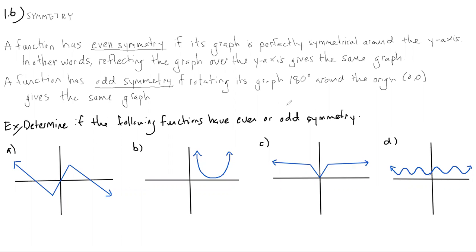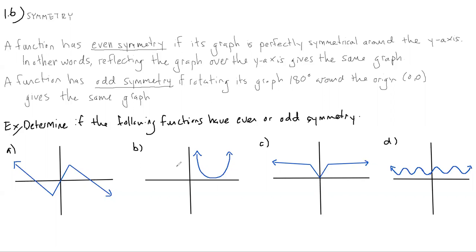And a function has odd symmetry if, when we rotate the graph 180 degrees, like you twist it clockwise on itself, specifically around the origin, the (0, 0) point, then you actually have the exact same graph.